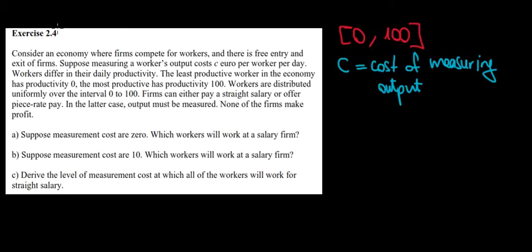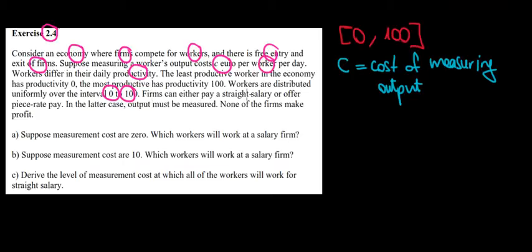Let's solve question 2.4 now. Suppose we have an economy where firms compete for workers and there is free entry and exit of the firms. Measuring the worker's output costs €C per worker. The workers differ in their productivity, and that productivity ranges between the level of 0 and 100.